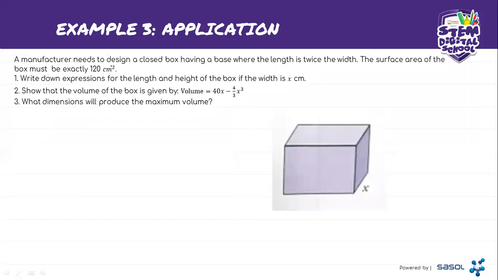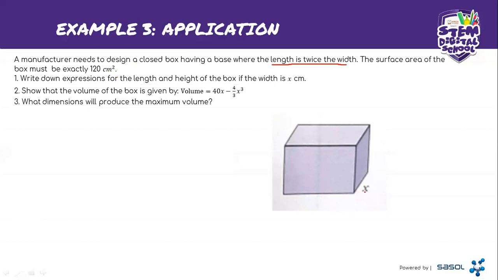Now let's read the scenario that we are having. It says a manufacturer needs to design a closed box having a base where the length is twice. Let me underline, it's very important. The length is twice the width. The surface area of the box must be exactly 120 centimeters squared.